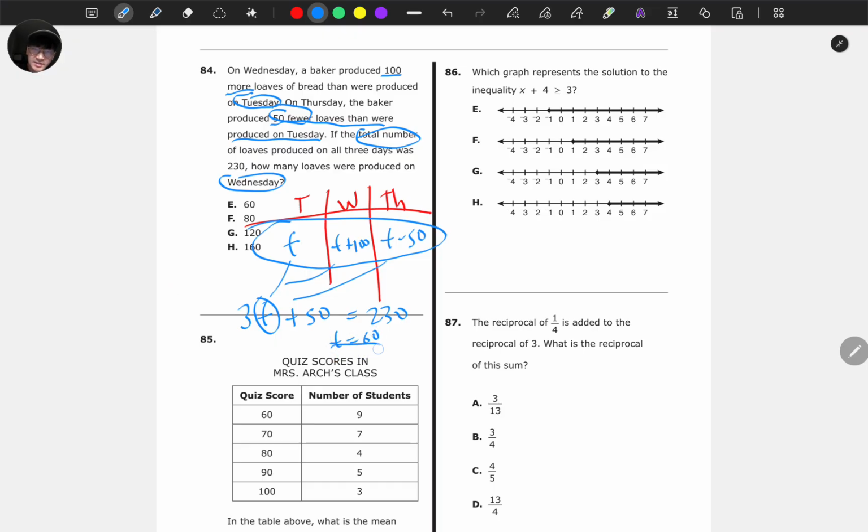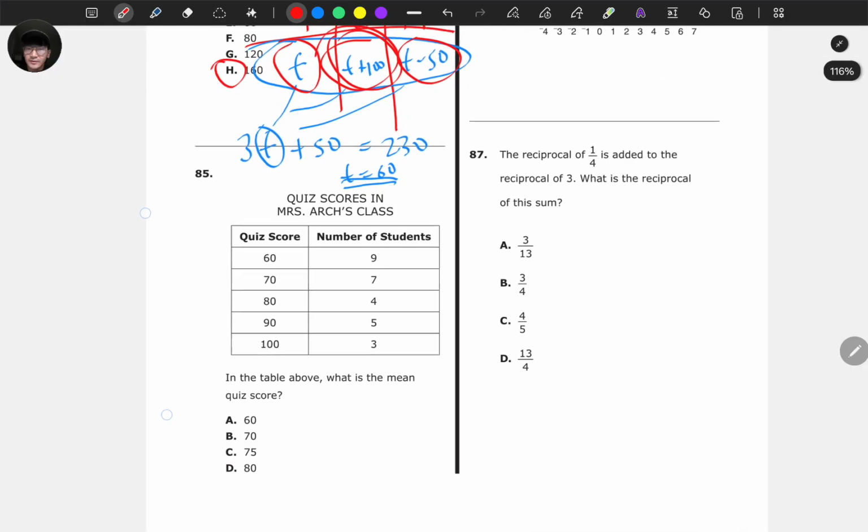So on Tuesday it's 60, but it doesn't ask for Tuesday, it asks for Wednesday. So how do we find that? Well, simple, just go back to the table that we created. So it's t plus 100, so that's 60 plus 100, it's got to be 160. And now for further exercise, you should find out what Thursday is, and if you want to do a sanity check, when you plug in and find all of these, you should get back 230. So go do that.